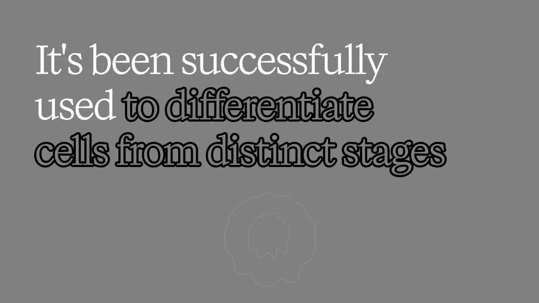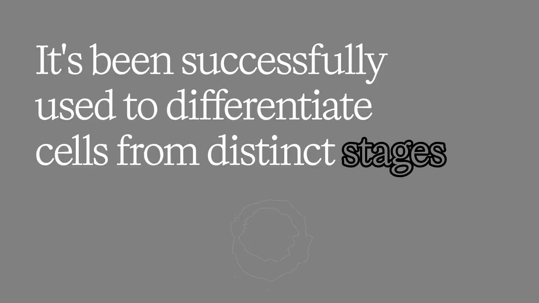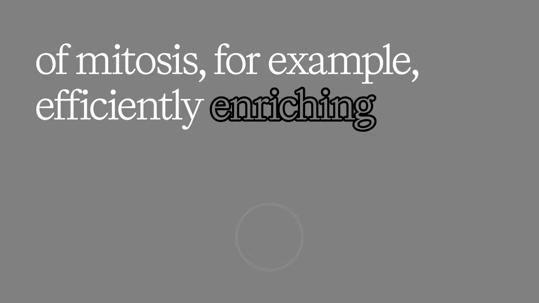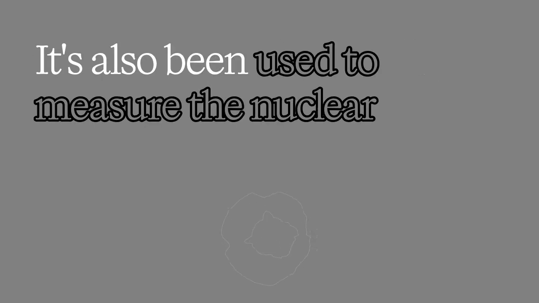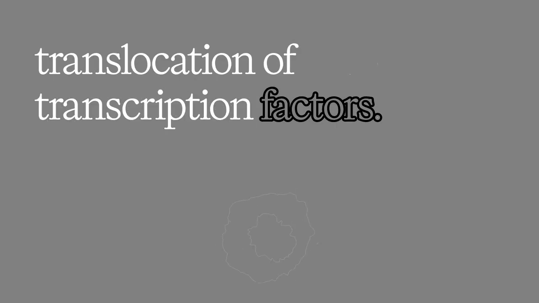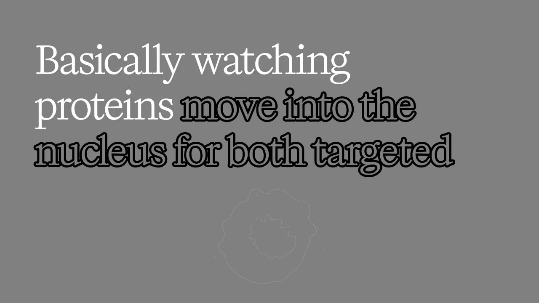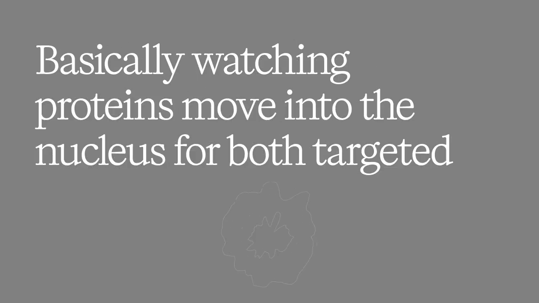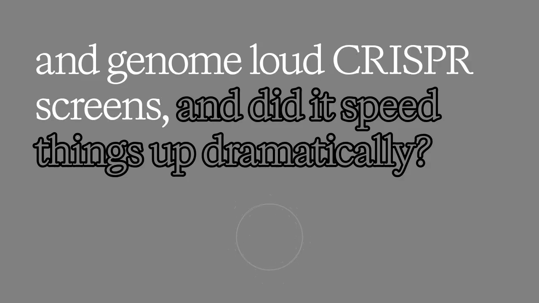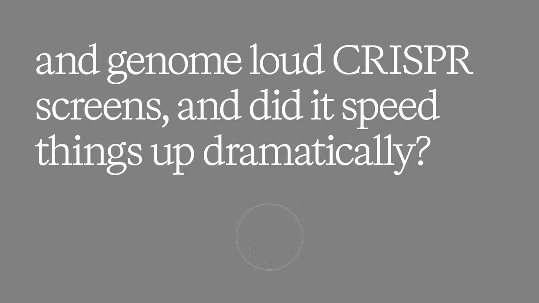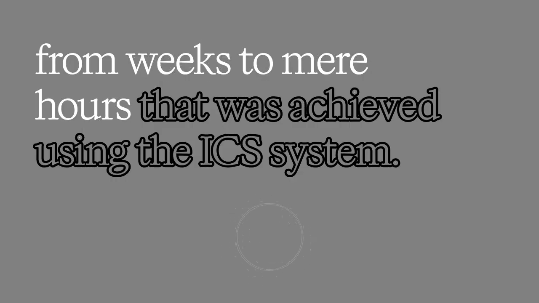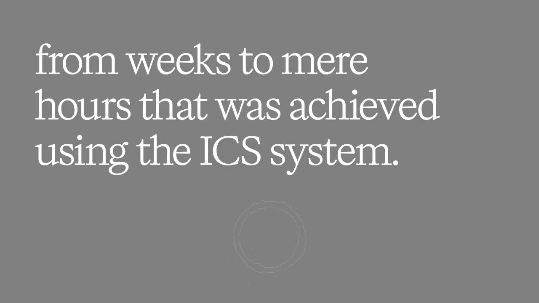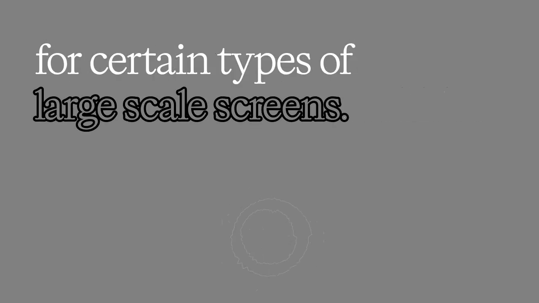It's been successfully used to differentiate cells from distinct stages of mitosis, for example, efficiently enriching very rare anaphase cells which look different. It's also been used to measure the nuclear translocation of transcription factors, basically, watching proteins move into the nucleus for both targeted and genome-wide CRISPR screens. And did it speed things up? Dramatically. That genome-wide screening time we mentioned, dropping from weeks to mere hours, that was achieved using the ICS system. It provides truly unprecedented capabilities for certain types of large-scale screens.